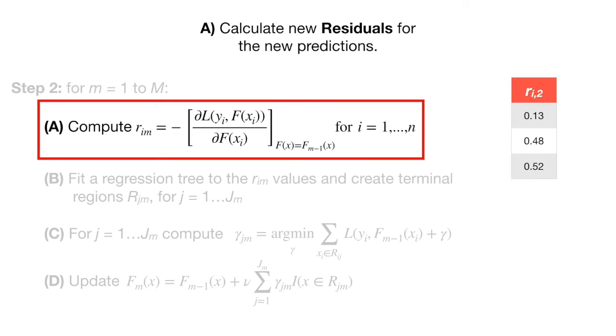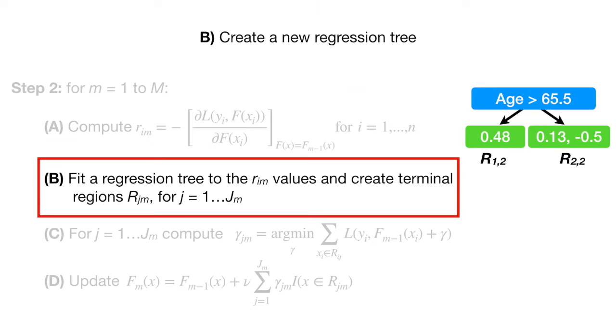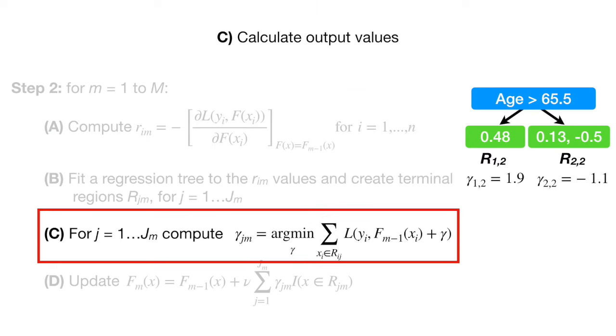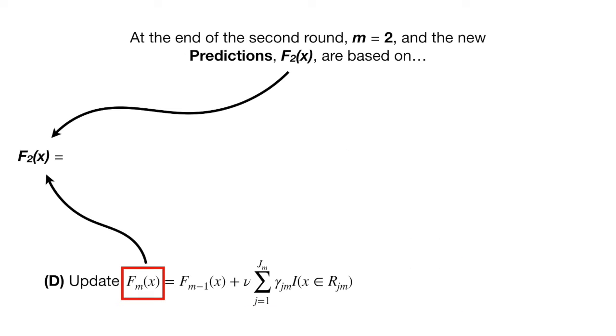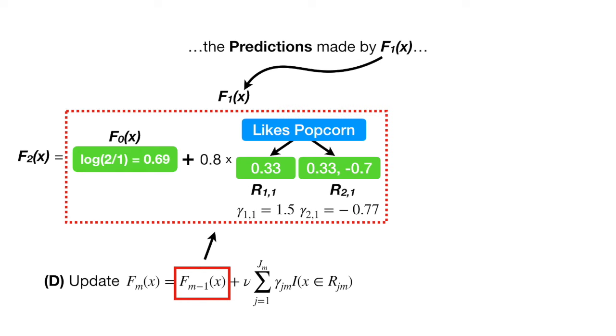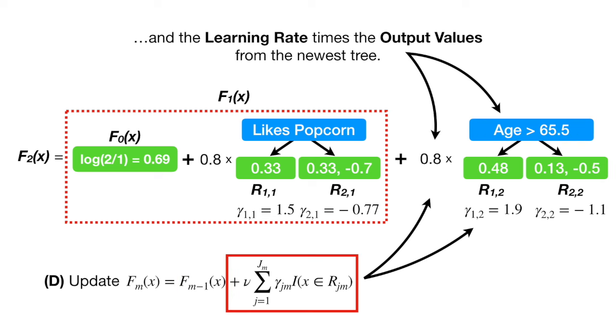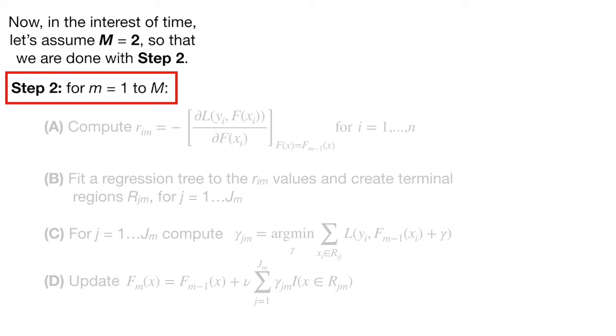A. Calculate new residuals for the new predictions. B. Create a new regression tree. C. Calculate output values. And D. Make new predictions. At the end of the second round, little m equals 2, and the new predictions, f sub 2 of x, are based on the predictions made by f sub 1 of x, and the learning rate times the output values from the newest tree. Now, in the interest of time, let's assume big M equals 2, so that we are done with step 2. Note, in practice, M equals 100 or more.